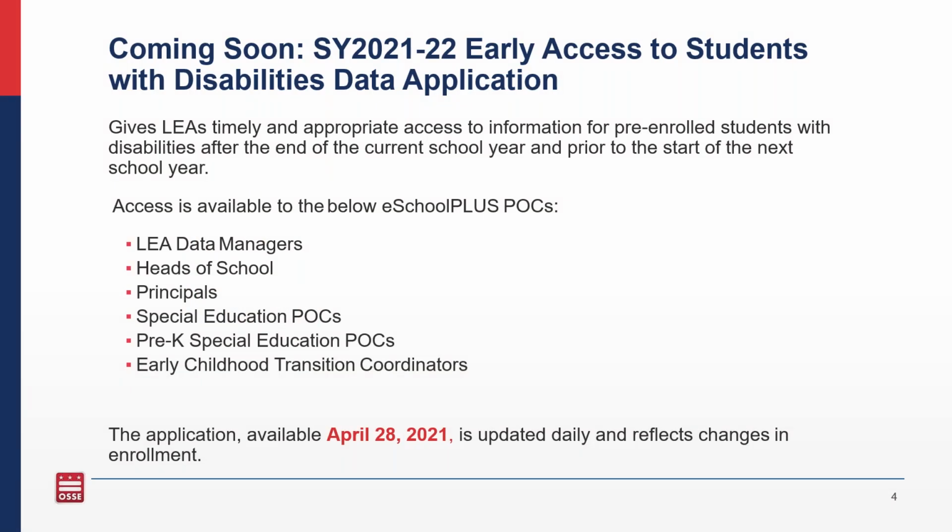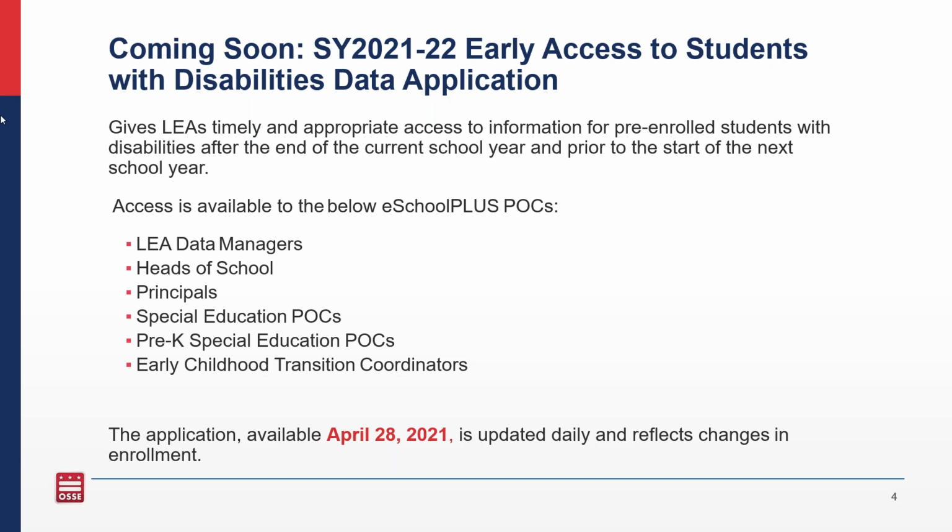So 'tis the season for the early access to students with disabilities data application. On April 28th, so next week, the early access to students with disabilities data application will go live with student information for the upcoming 21-22 school year. For those of you who are unfamiliar, this is a Click application that OSSE provides for LEAs to have access to special education information before that information is available in our typical data systems, which doesn't happen until your LEA switches its data system over for the next school year. We can only see one school year's worth of data in most of our applications.